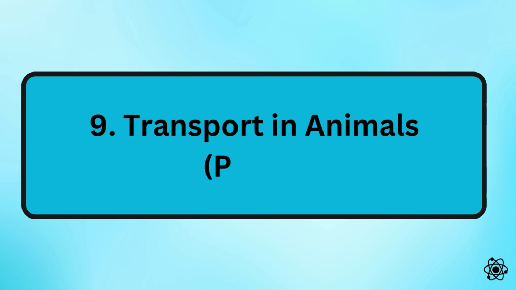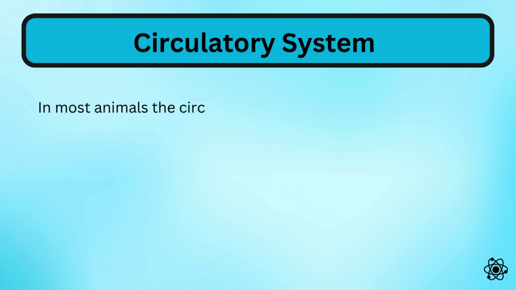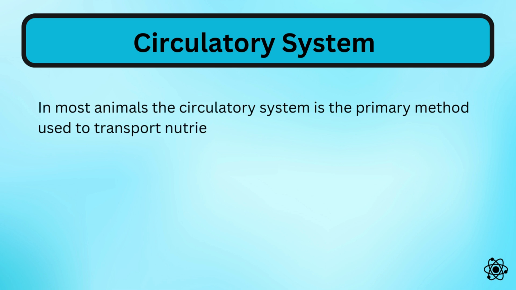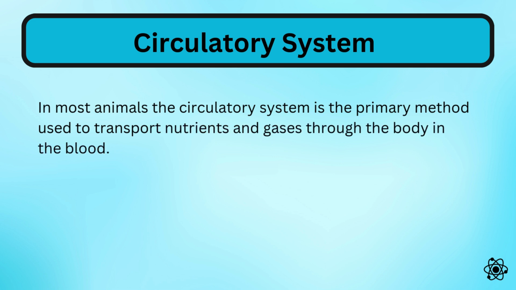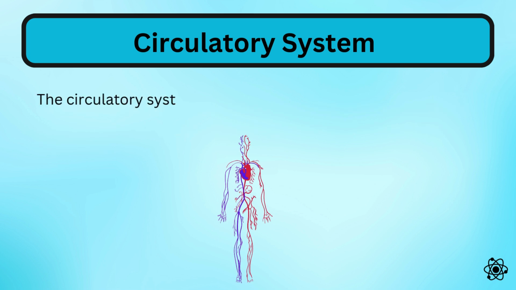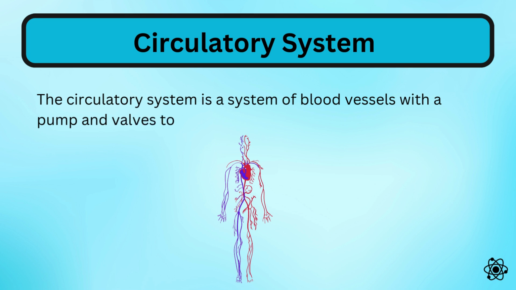This video summarizes part 1 of chapter 9, Transport in Animals. In most animals, the circulatory system is the primary method used to transport nutrients and gases through the body in the blood. The circulatory system is a system of blood vessels with a pump and valves to ensure one-way flow of blood.